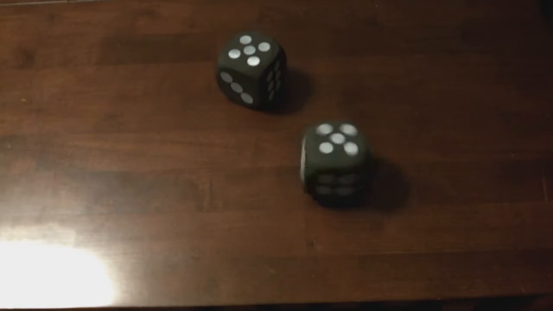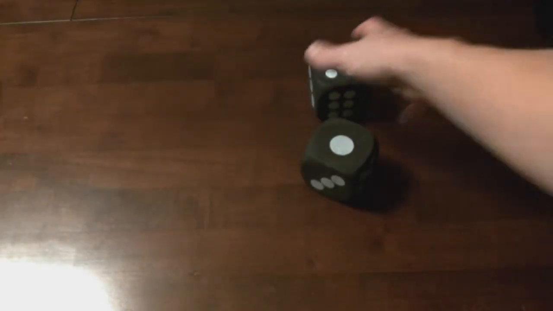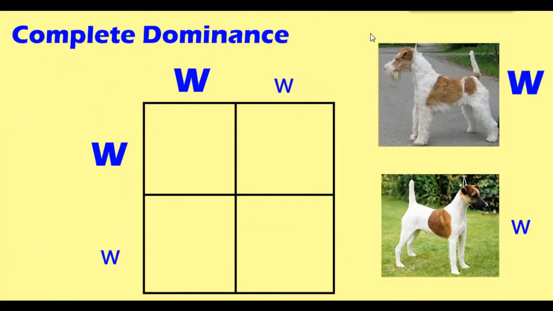So how traits are passed on is kind of random, just like you'd roll a die to get a random number, and then roll another one for the other parent. When you roll two, you simulate what would happen between two parents, and when you roll them multiple times, you're simulating what you would get in multiple offspring.